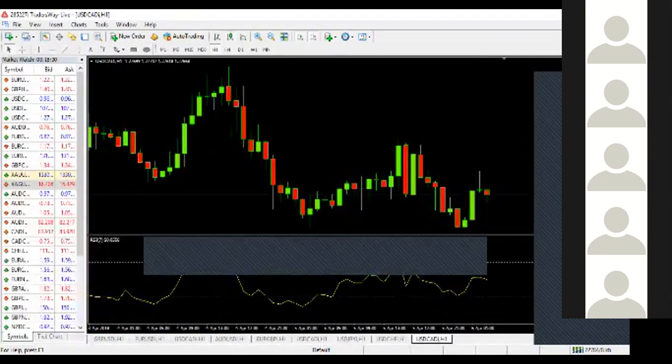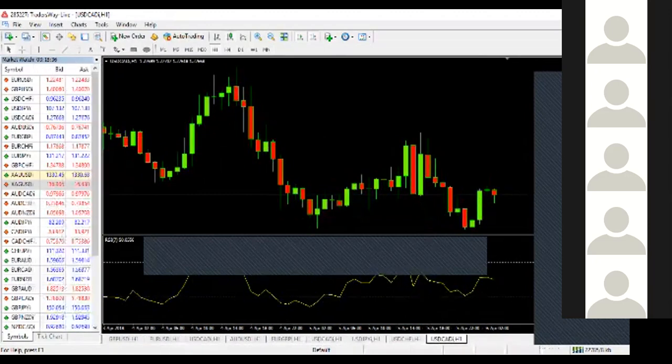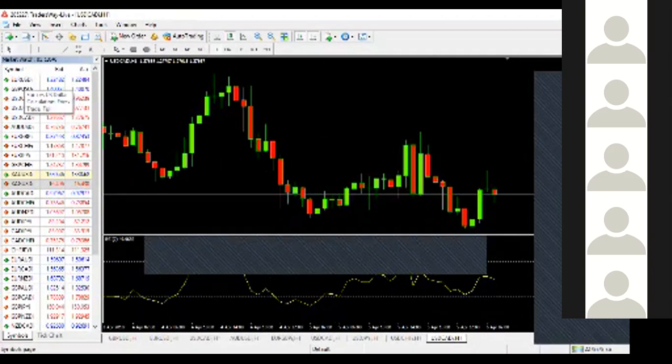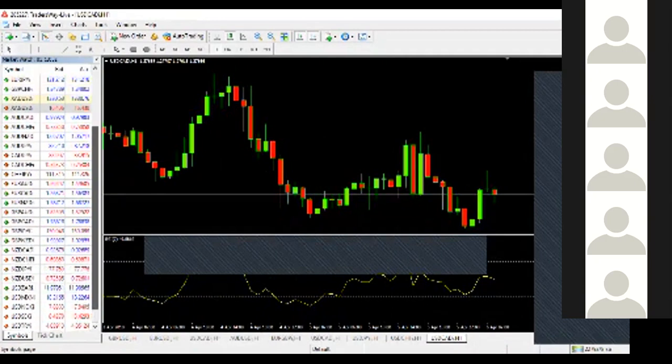If I come here, you can see a lot of stuff there. EUR USD, very, very popular one, probably the most popular pair that there is. GBP USD, USD CHF, which is the Swiss franc, EUR JPY, etc.